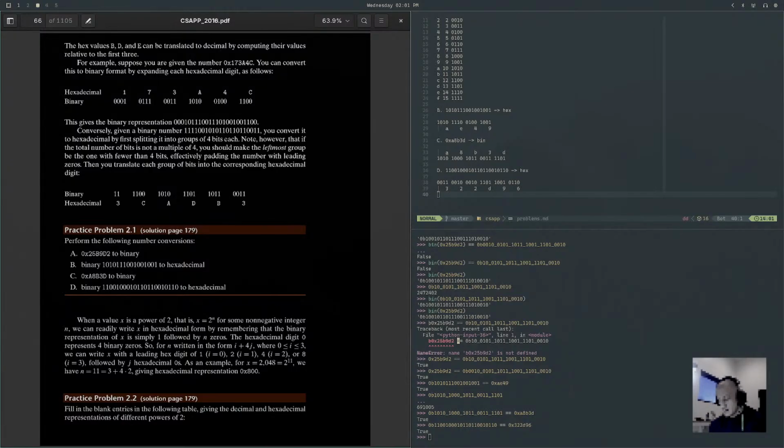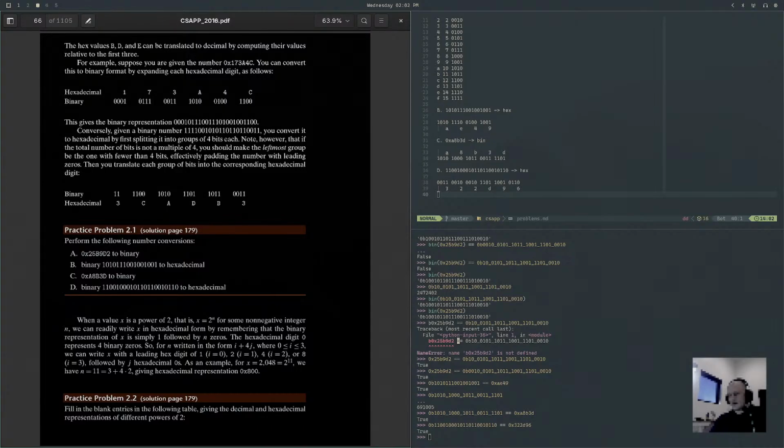followed by j hexadecimal zeros, sorry. As an example, for x is equal to 2048, which is 2 to the power 11. So we would have, in that case, 8 plus 3, so it would be 3. So you have an 8. We would have an 8 in the leftmost hex digit, and then we would have how many zeros? 2. So it'd be 822. Sorry, 8800. Yeah, that's correct.